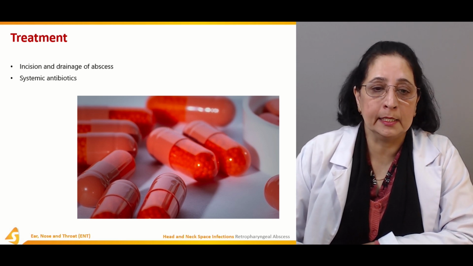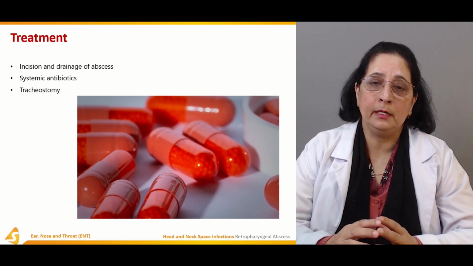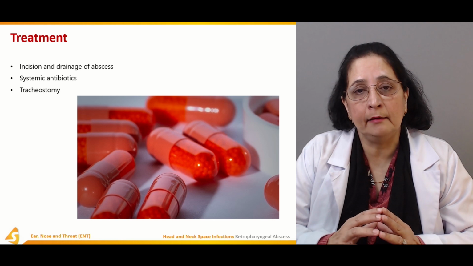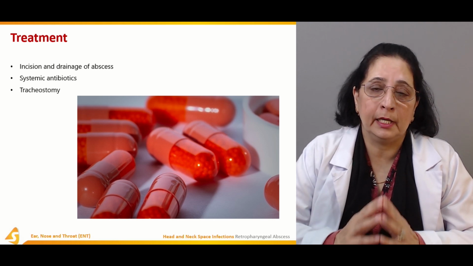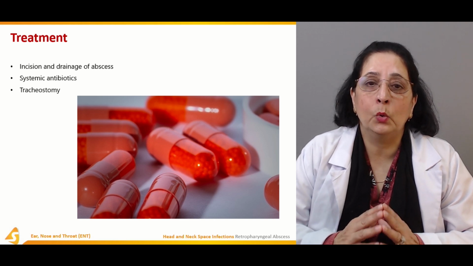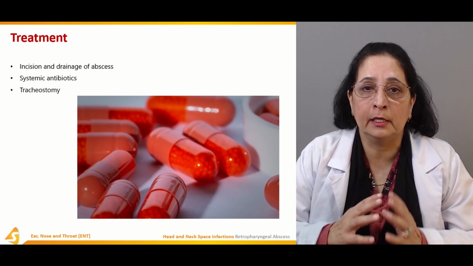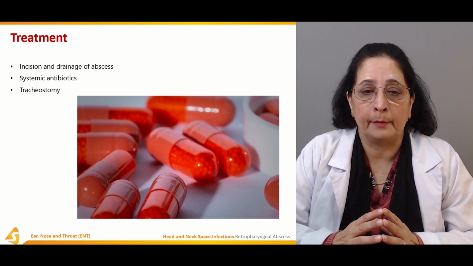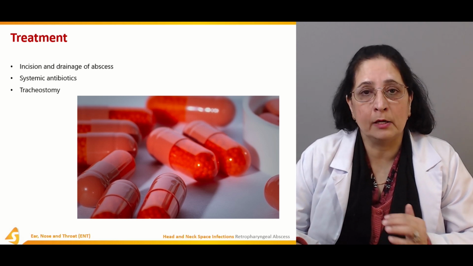Treatment also includes systemic antibiotics and tracheostomy. Tracheostomy is required especially when there is respiratory obstruction, in which a hole is made in the trachea and then a tube is inserted for breathing help. So tracheostomy is done when there is very bad obstruction.